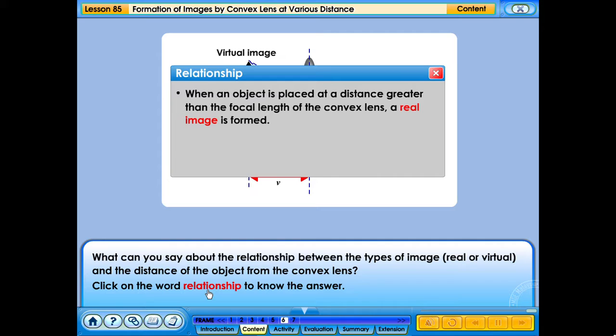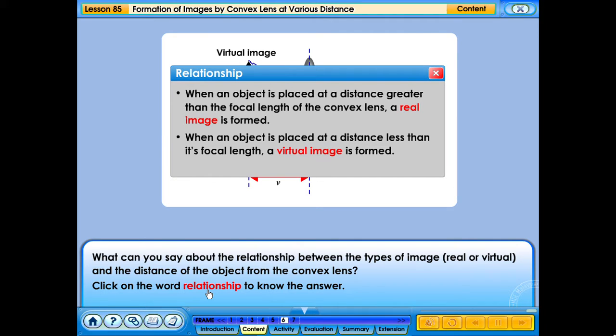When an object is placed at a distance greater than the focal length of the convex lens, a real image is formed. When an object is placed at a distance less than its focal length, a virtual image is formed.